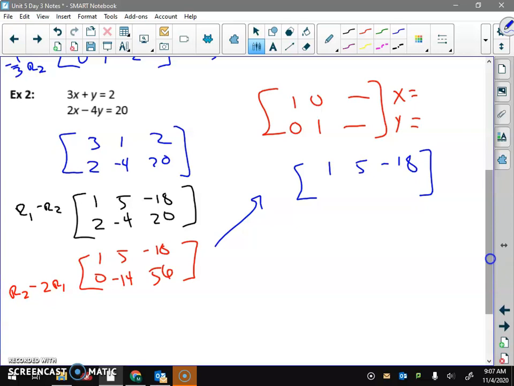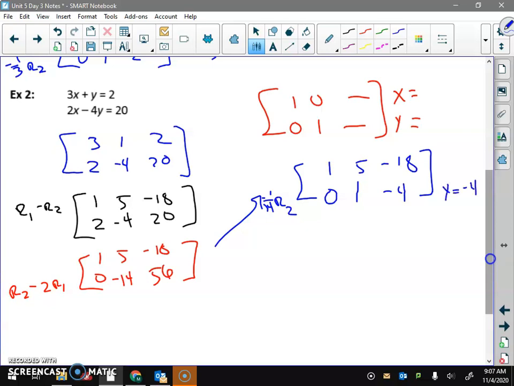I'm going to multiply row 2 by negative 1 over 14 of row 2. 0 times anything is 0. Negative 14 divided by negative 14 is 1. 56 divided by negative 14 is negative 4. I know what y is.